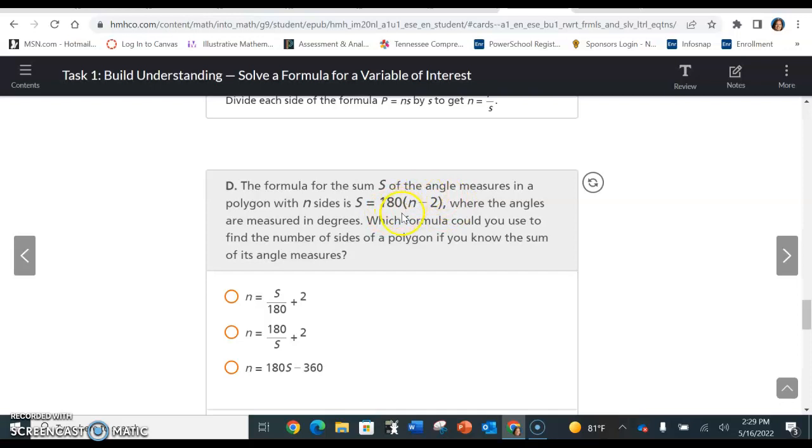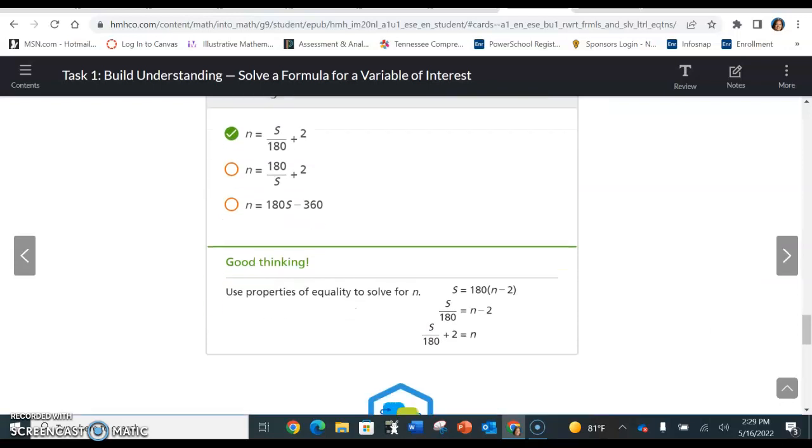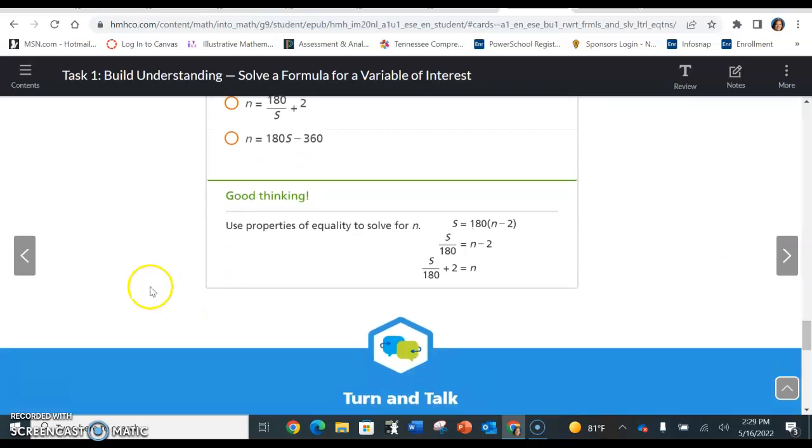Since this is in parentheses, that means that's grouped together. So the first thing I need to do is get rid of this 180. This is 180 times n minus 2, so I need to divide both sides by 180. So I'm going to have S divided by 180 equals n minus 2, and then to get rid of the minus 2, I would add 2 to both sides. So that gives us the first choice there. That's all for task 1. If you have any questions, let me know.